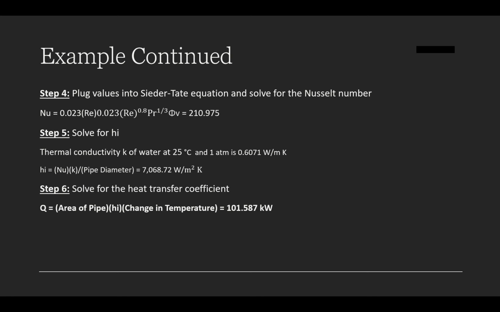Now, the convective heat transfer coefficient can be easily solved for by multiplying Hi by the area of the pipe and the change in temperature from the wall of the pipe and the fluid. This is done in step 6, where we get a convective heat transfer coefficient of 101.587 kilowatts.